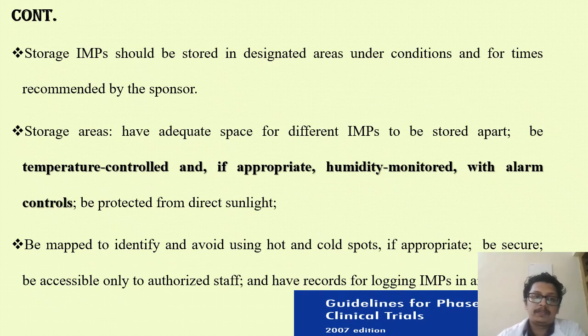So manufacturer's authorization to manufacture, assemble or import IMP, there should be proper authorization from the regulatory agency. Storage of IMP should be in a designated area under conditions and for times recommended by the sponsor. The storage area should have adequate space for different IMPs to be stored apart, be temperature controlled, and if appropriate humidity monitored, with alarm controls, be protected from direct sunlight, and be mapped to identify and avoid using hot and cold spots if appropriate, be secure and accessible only to authorized staff, and have records of logging IMPs.